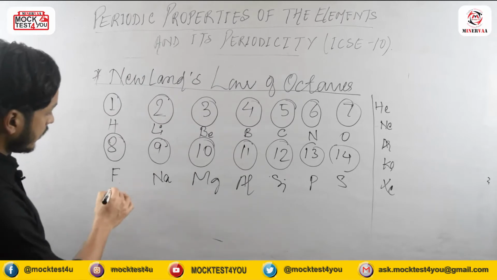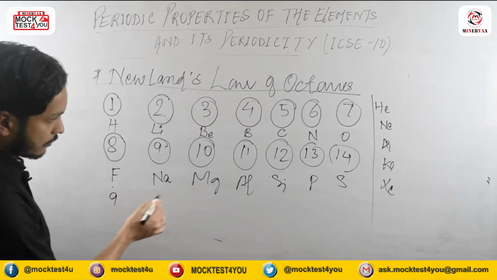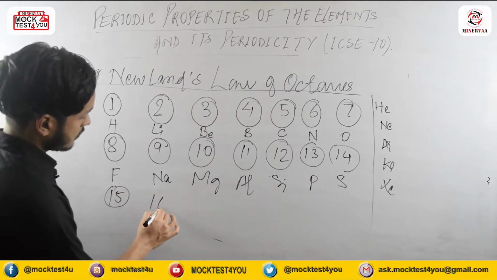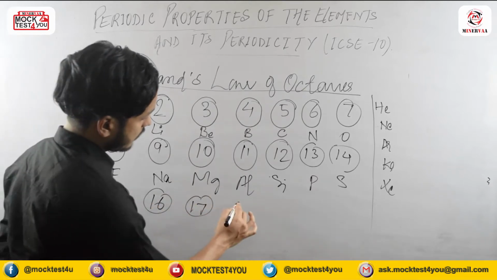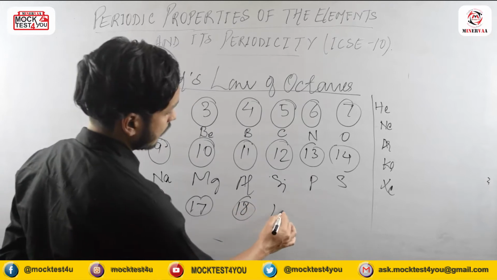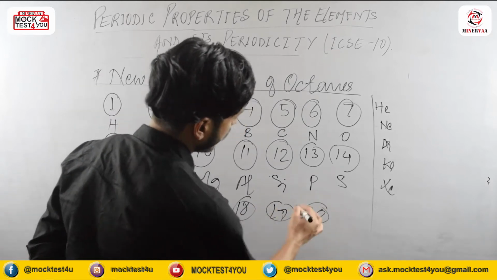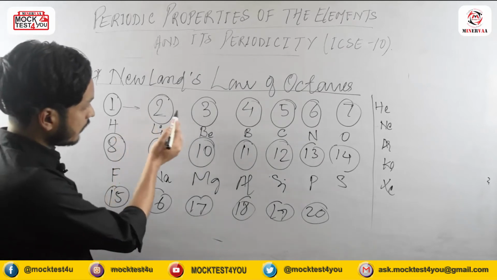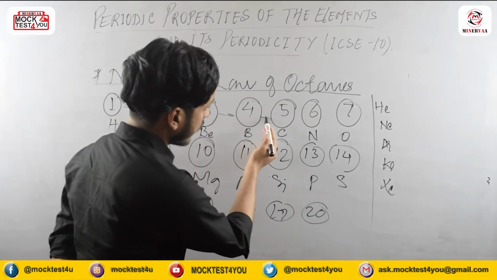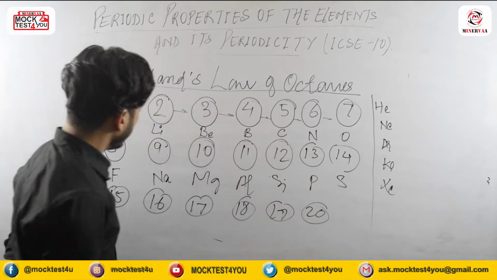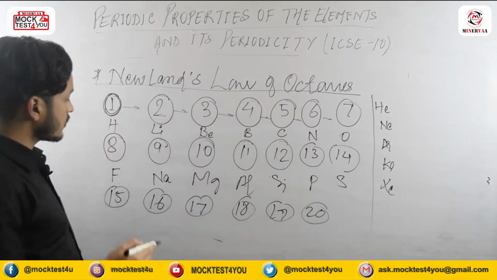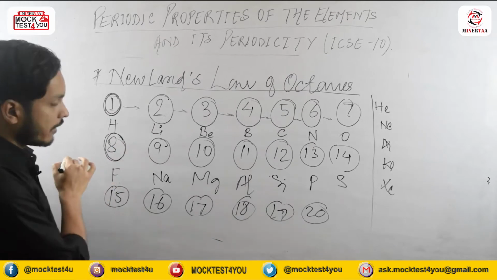After that 14, it will be 15, 16, 17 and 18, then 19 and 20, like this he arranged. So what did he tell? If you arrange the elements in order of their increasing atomic mass, the properties of the first element will be similar to the 8th.